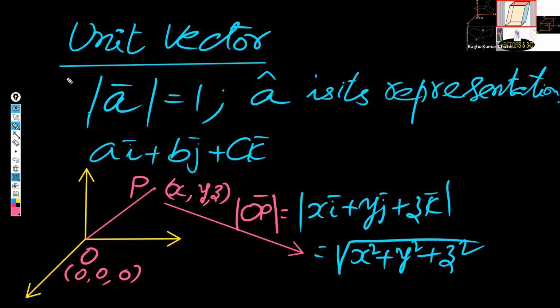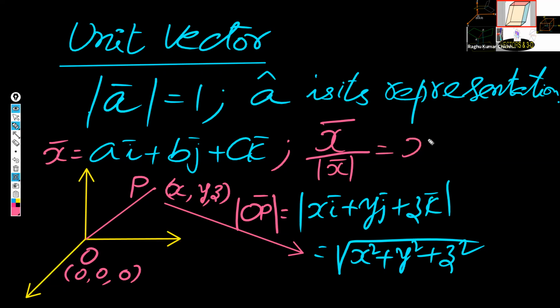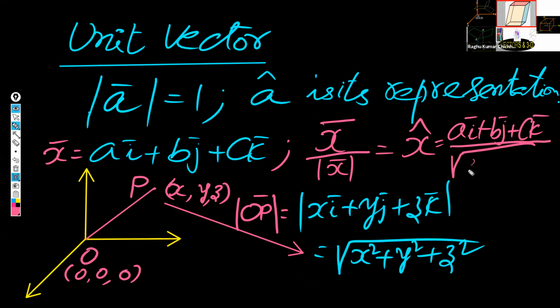Now, why have I taken this case in the unit vector? If you want to express this x bar as a unit vector, then simply divide this x bar by its modulus. X bar by modulus of x bar is nothing but x cap. So it is converted now: a i plus b j plus c k divided by root over a square plus b square plus c square.